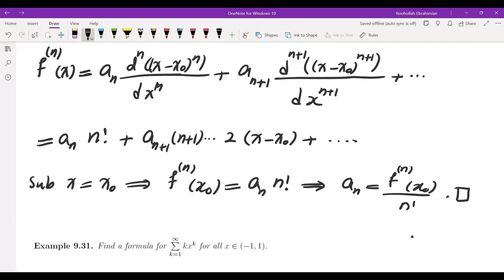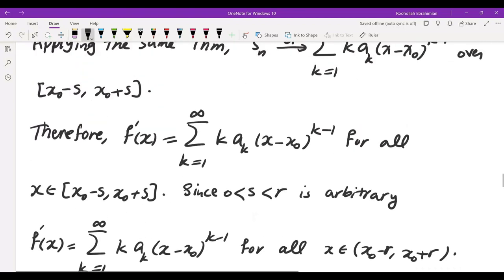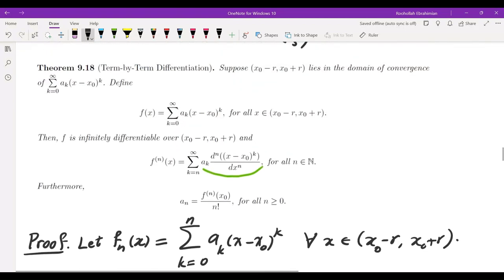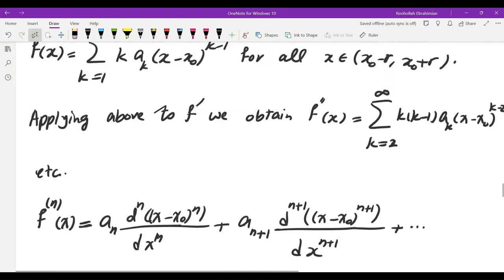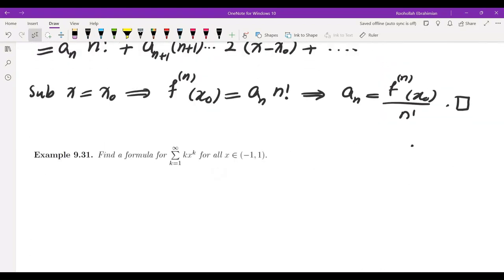So that means a_n is f^(n)(x naught) over n factorial. So if a function is equal to a power series, then the coefficients can be evaluated by just taking the derivatives of that function, plugging in x naught, and then dividing by n factorial. So this is interesting. You can get the coefficients given the derivatives of the function. Okay, and that proves the theorem.